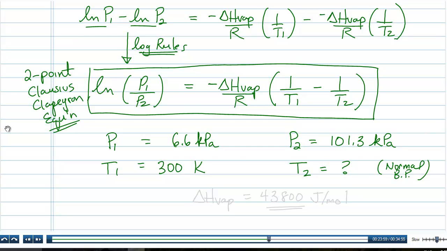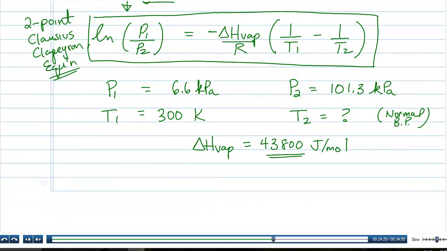The last thing that we need is our delta H vap, which we had above, and I want to remember to use the SI version, 43,800 joules per mole. Make a note for yourself, you need to use the SI version here, joules per mole, not the kilojoules per mole that we derived. A question could have easily given you the delta H in kilojoules per mole. You would need to then convert to joules per mole.